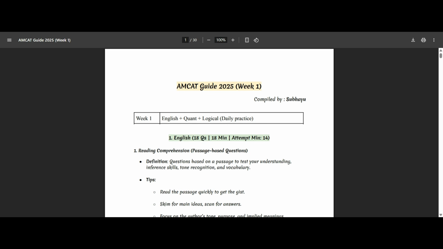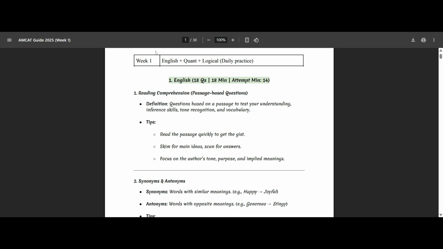I have curated a PDF file consisting of all the necessary resources to make you well acquainted with all the topics belonging to these three domains, that is English, Quant, and Logical. So, the first section is English. 18 Qs, 18 minutes, and attempt minimum 14. What does this mean? This means you will have 18 questions in the question paper from this section, and you will have 18 minutes allocated.